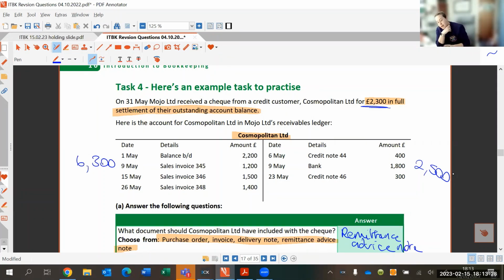So what's the difference between the two amounts here? Because that's how we'll get our balance. So if we say, right, balance is 6,300 minus 2,500 gives us what?